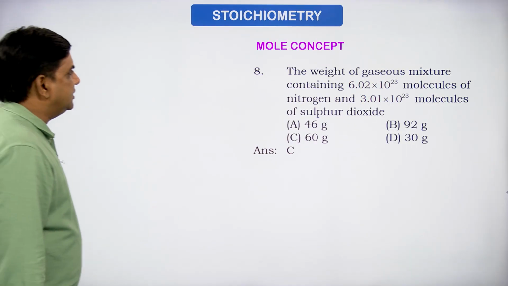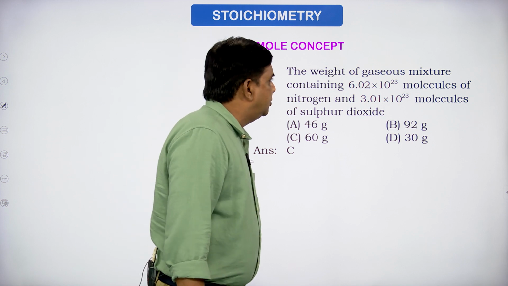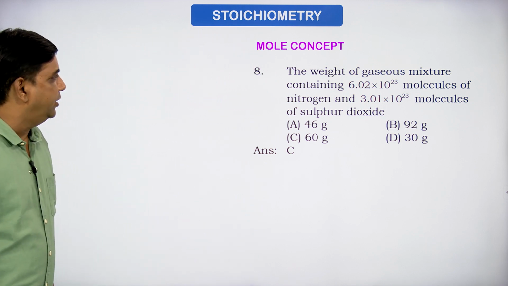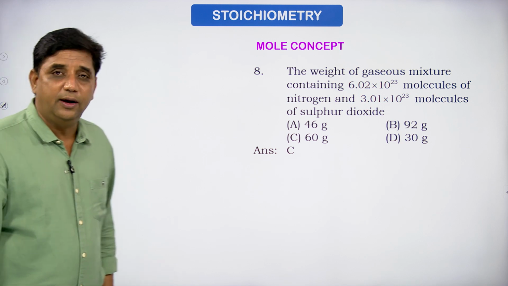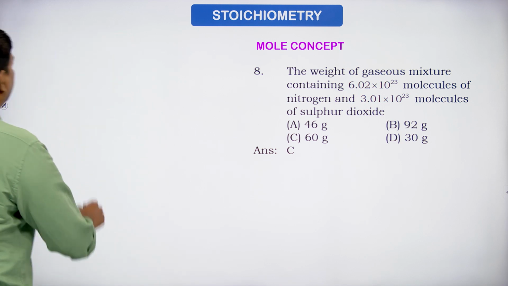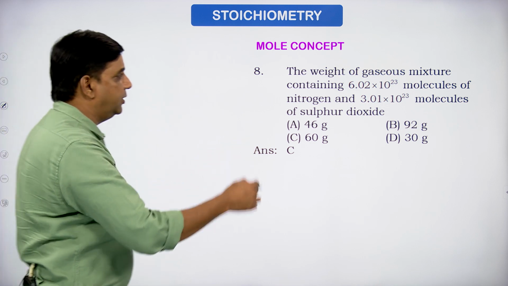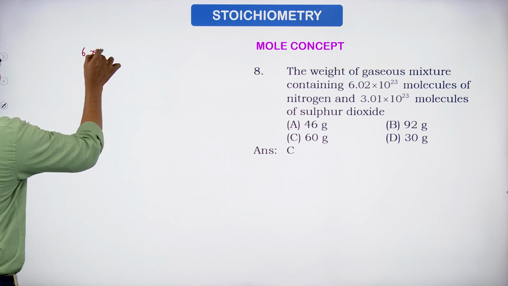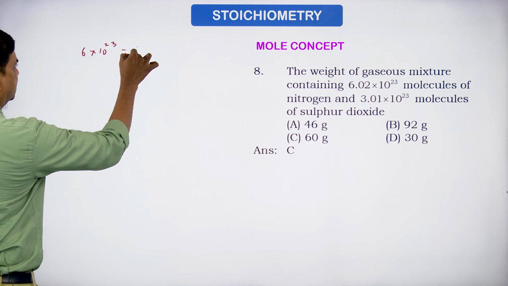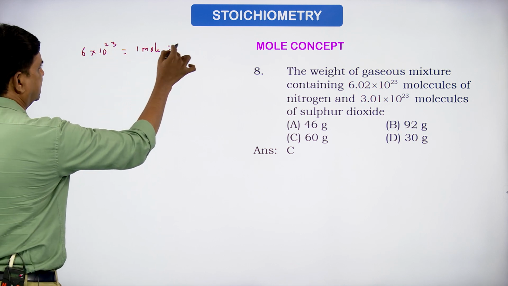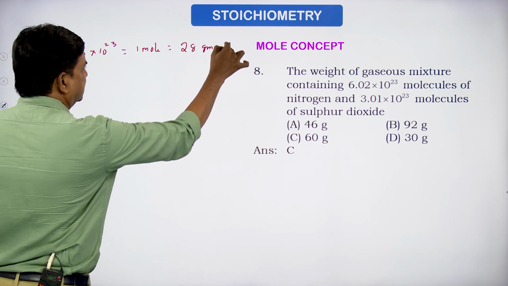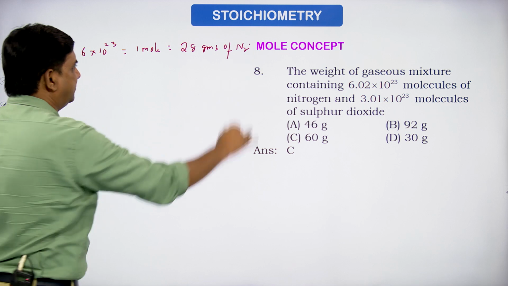The weight of gaseous mixture containing 6.02 into 10 power 23 molecules of nitrogen and 3 into 10 power 23 molecules of sulfur dioxide is... See, 6 into 10 power 23 is equal to 1 mole. 6 into 10 power 23 molecules equals 1 mole. 1 mole is equal to 28 grams of nitrogen. This is the mass of the nitrogen.